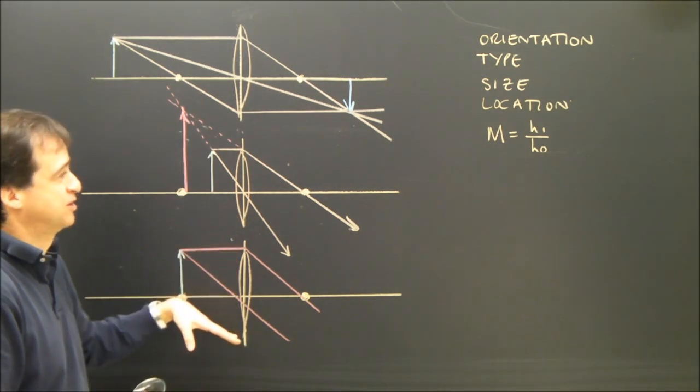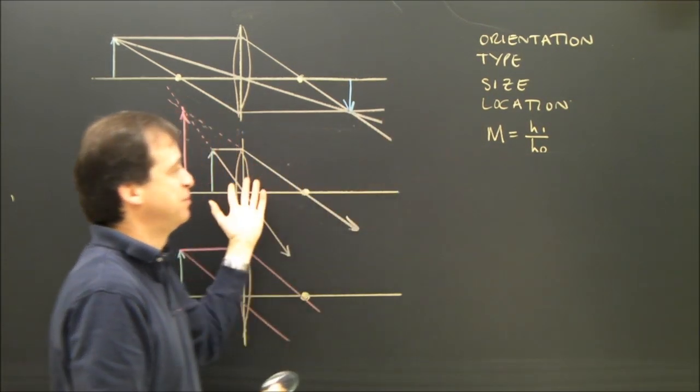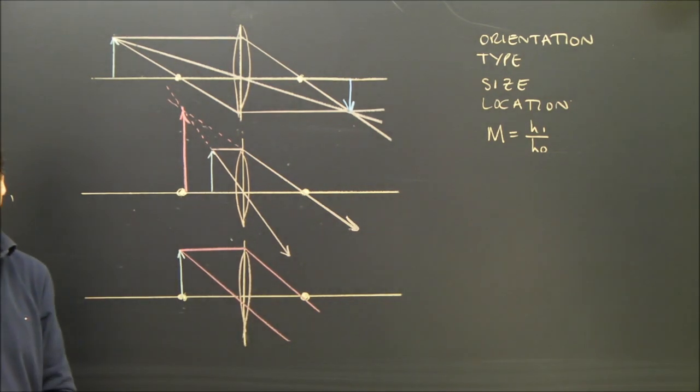So these are the three possibilities. You look at these to give you the image characteristics. Sometimes it's bigger, sometimes it's smaller, but these are basically your three possibilities.